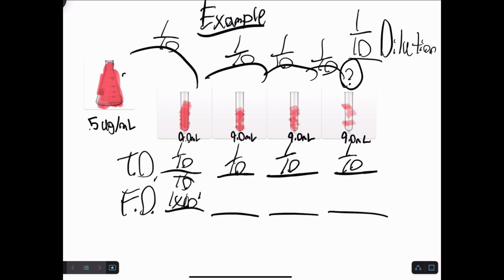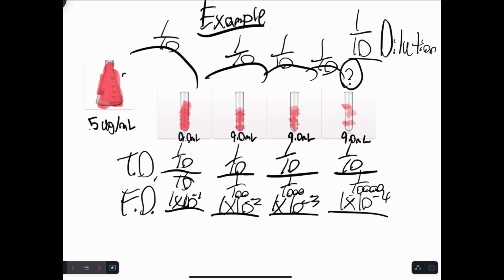Our second one would be, with our negative exponent, 1 times 10 to the second, which is 1/100. Our third, because we're taking 10 times 10, it's equal to 100, and we're doing that for our third one, and that is 1/1000. And our fourth one is 1/10,000. This is the easiest way of doing 1/10 dilutions.